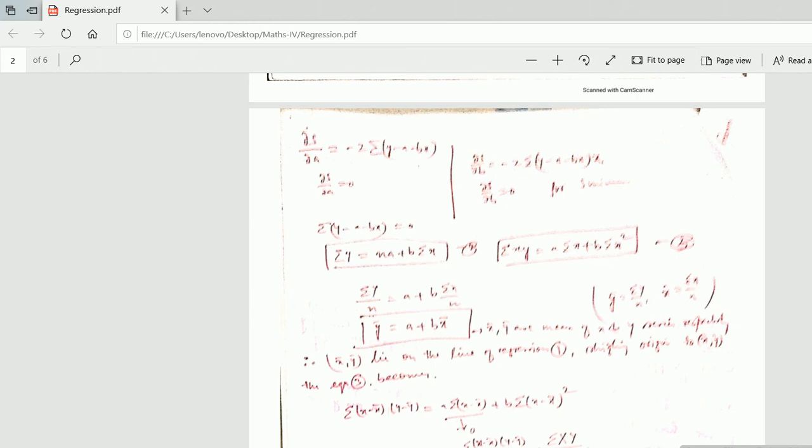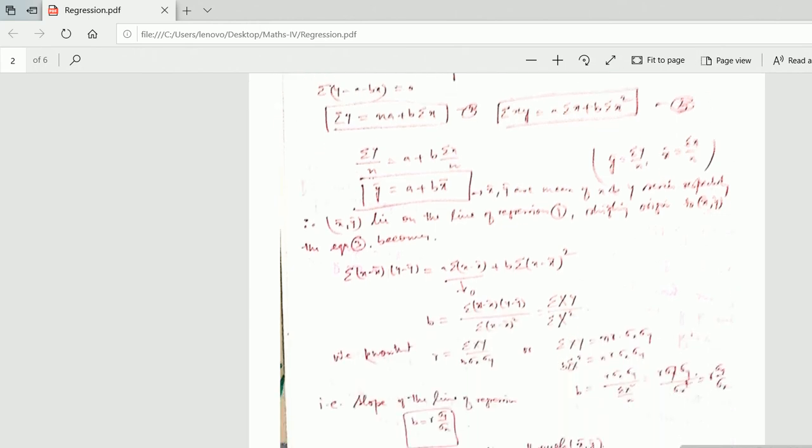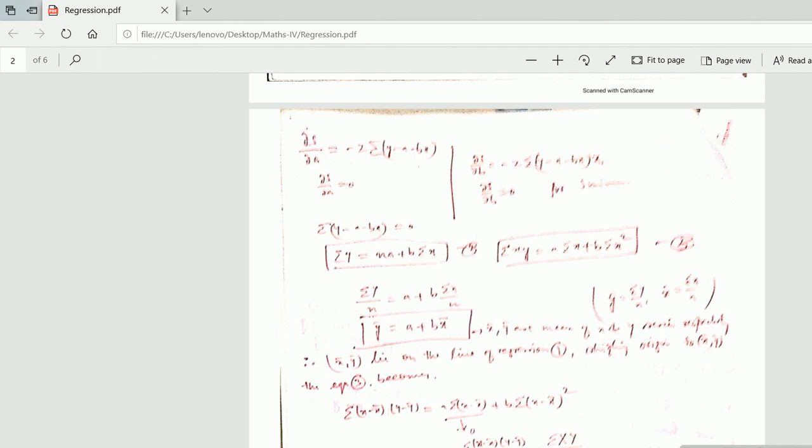Shifting origin to x bar, y bar, the equation 3 becomes, this is your equation 3. So summation of x minus x bar, here instead of x I am writing x minus x bar, and instead of y I am writing y minus y bar, equals a summation of x minus x bar plus b summation of x minus x bar whole square. So b equals to, because this becomes 0, from the above you can see this, from here only it becomes 0.